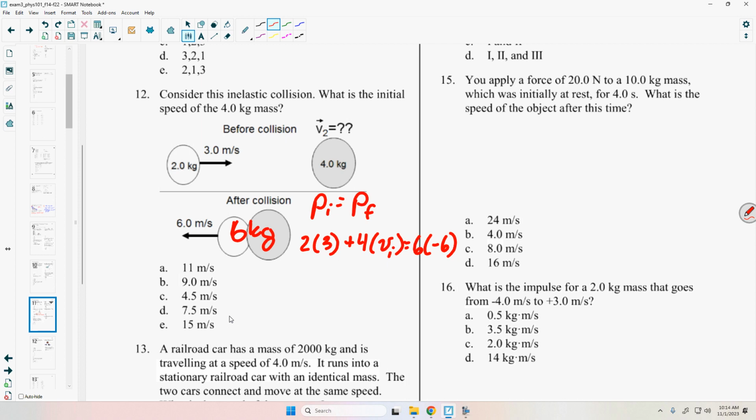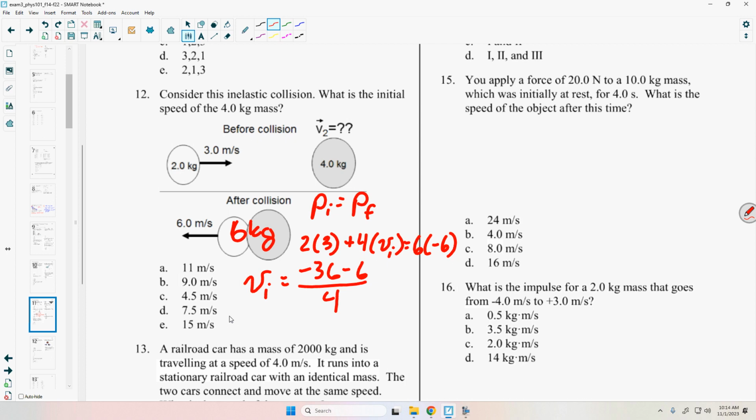Be careful with your signs. When something's moving to the right, the velocity is positive. When it's moving to the left, the velocity is negative. So I have, what's that, negative 36. VI is equal to negative 36 minus 6 divided by 4. That's negative 42 divided by 4.